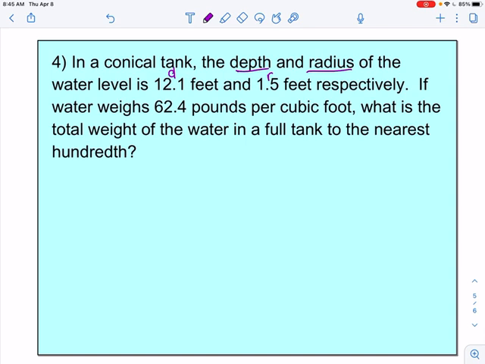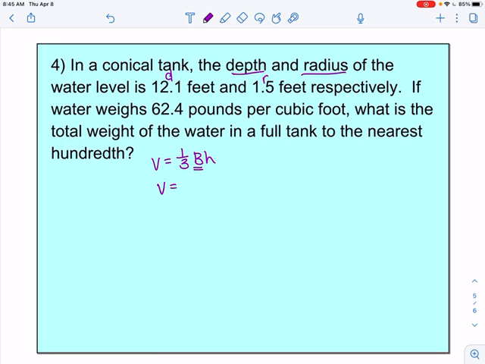So the first thing I'm going to do is find the volume of the tank. Again, I'll keep going back to one third base times the height, and this is the area of the base. If it's a cone, the area of the base is a circle, so it's going to be one third pi r squared h. First we find the volume of that cone, and then once we find the volume of the cone, we'll multiply that answer by how much water weighs.